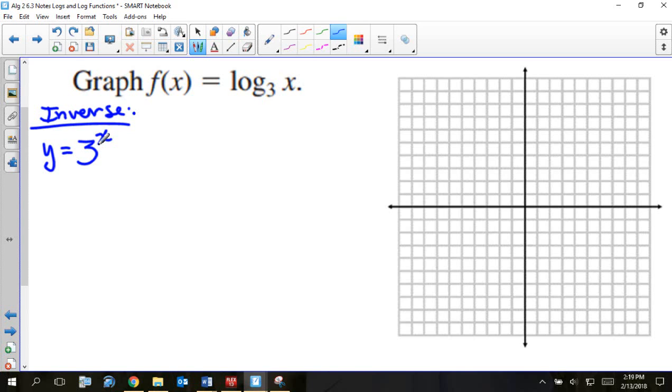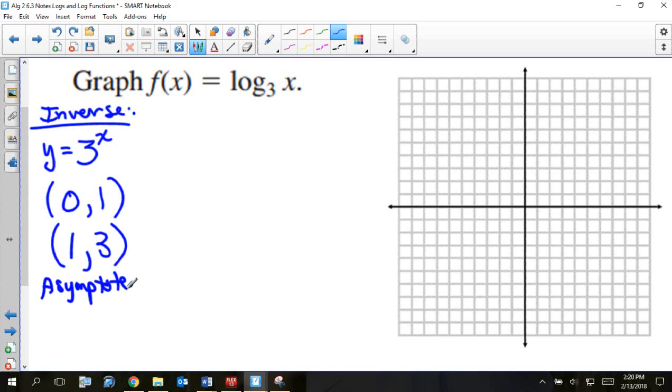So remember we had key points? What do we always plug in for x? 0, which gives us 1, and 1, which gives us 3. If you want to plug in more, you can, but minimally you just needed 2 key points. And then we have an asymptote. When you're graphing these, it does not say anything about writing the asymptote or graphing the asymptote, but I'm telling you, do it. The asymptote for the inverse is always y is greater than 0 until we have transformation.